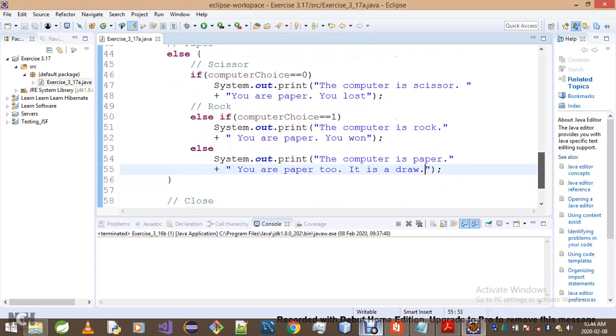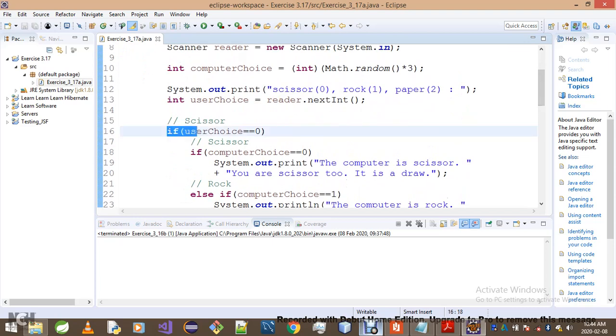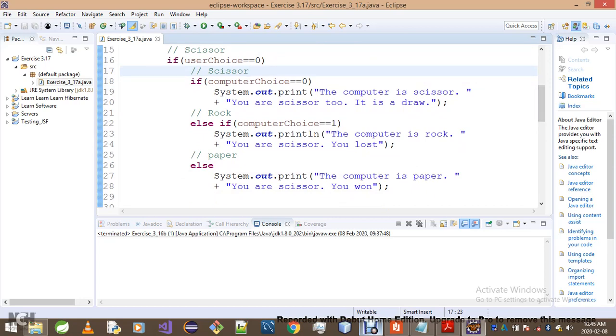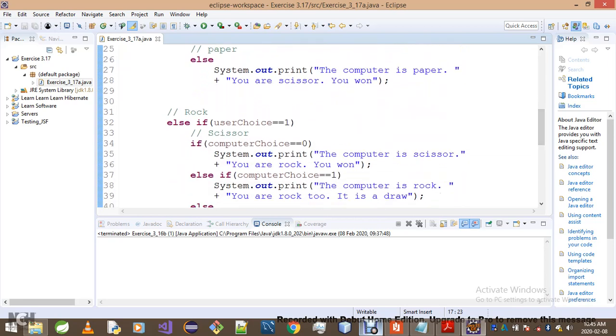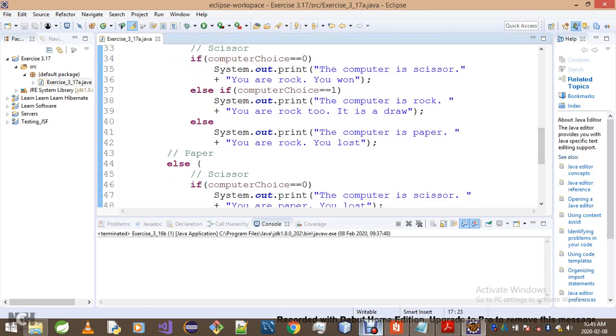I'm so sorry you guys, I know I've taken more time than I should, but we can check this out. This is our first case. If user choice is zero, that's Caesar. We compare that with a computer choice being zero, so the computer is Caesar, you are Caesar too, so it's a draw. The computer is rock, you are Caesar, so you lost. The computer is paper, you are Caesar, so you won. Second case: the computer is Caesar, you are rock, so you won. The computer is rock, you are rock too, so it's a draw. The computer is paper, you are rock, so you lost.